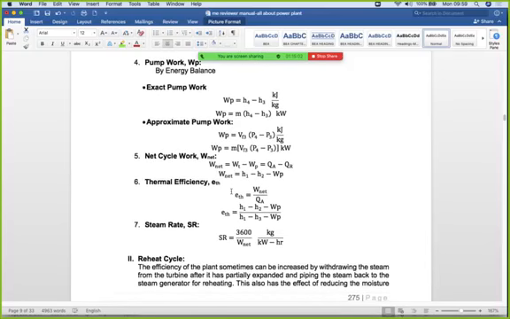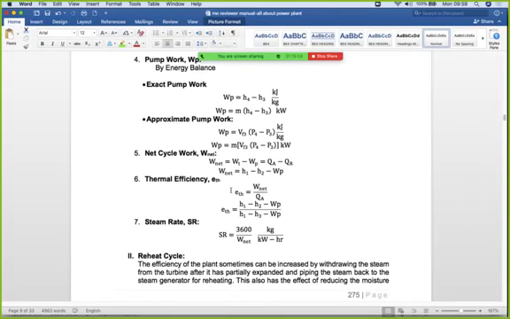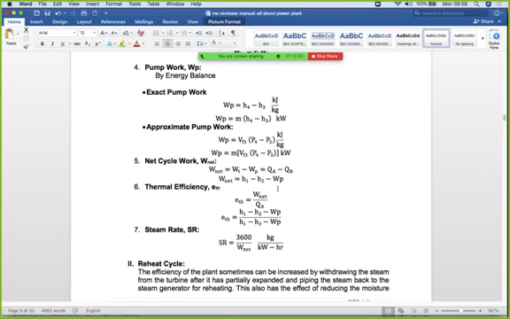Net cycle work. When we talk about net cycle work, it is the difference between the turbine work and the pump work, or the heat added minus QR. This is the same formula as when we talk about combustion of fuel, and also the internal combustion engine, the diesel engine. So the net work is QA minus QR, because there is heat rejection all the time. We cannot account for the losses.